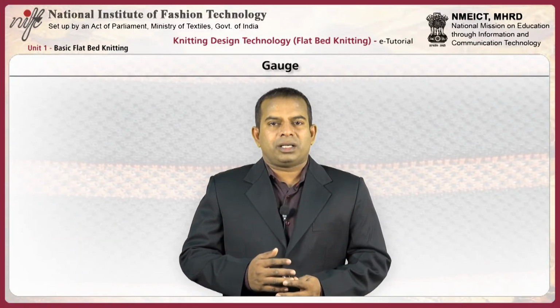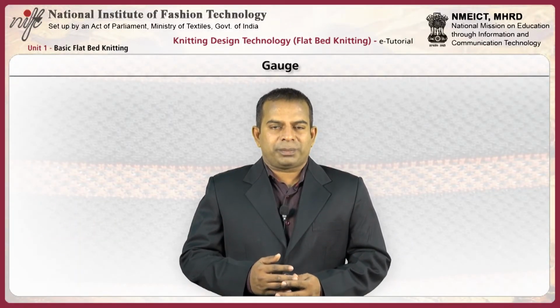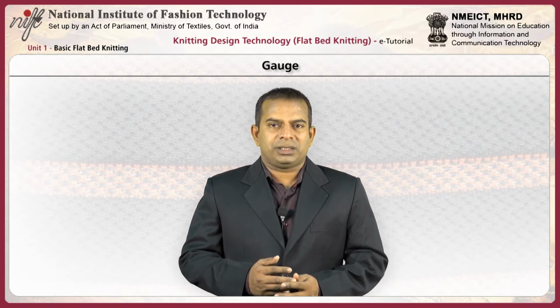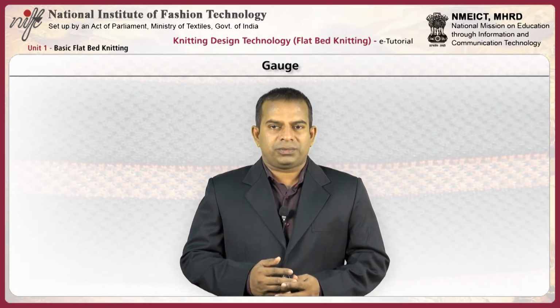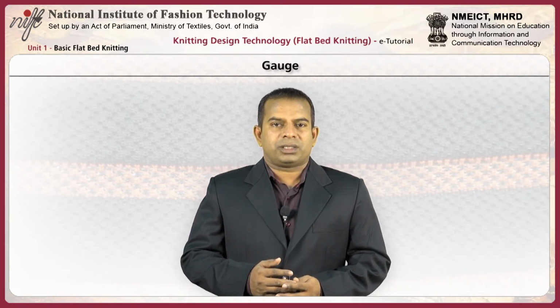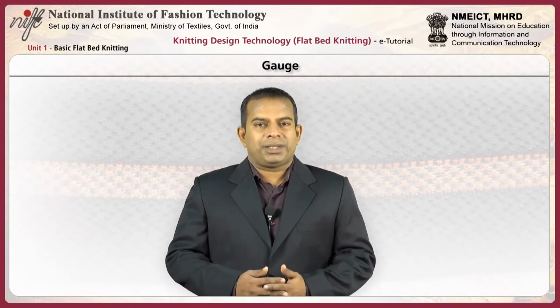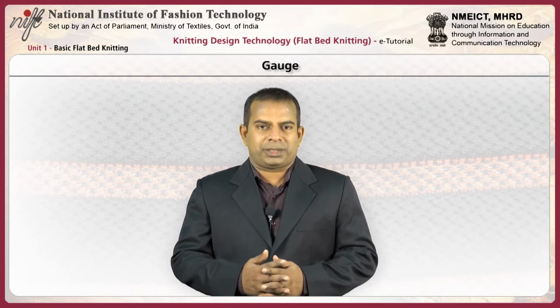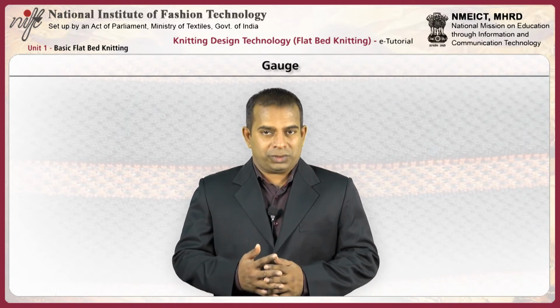Let us look at these two fabrics closely. You can see the loops are bigger in one fabric and smaller in the other. In other words, one is coarser and the other is relatively finer. Now let us look at these two fabrics. The finer one is coarser now.